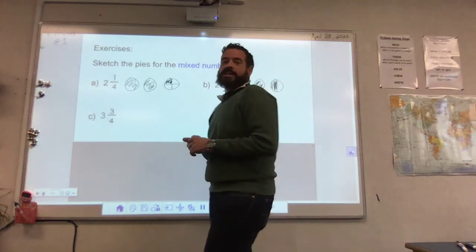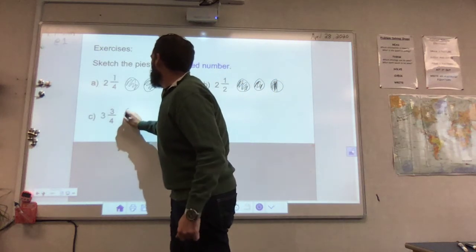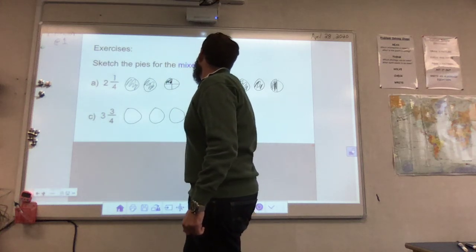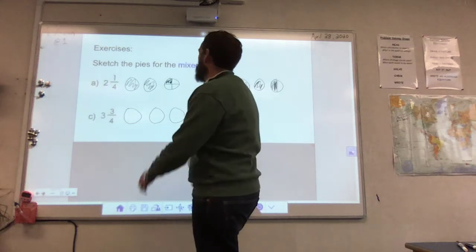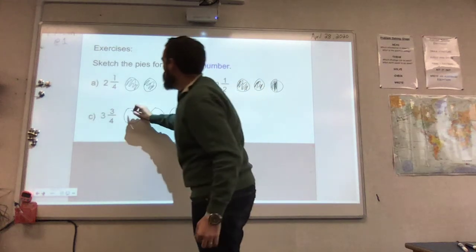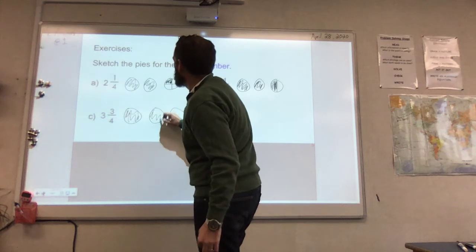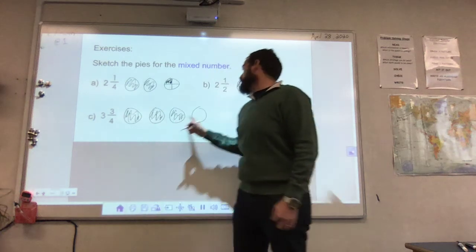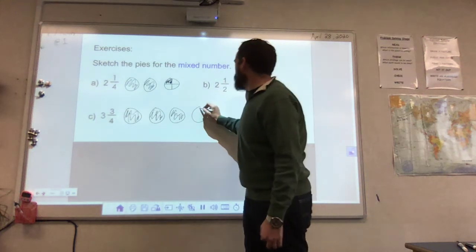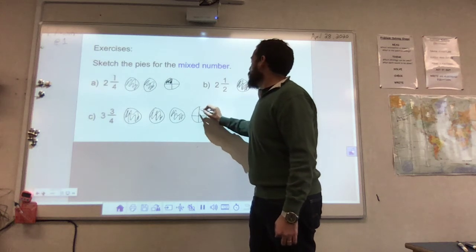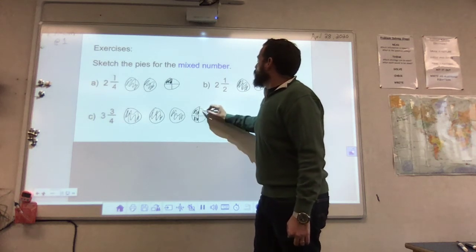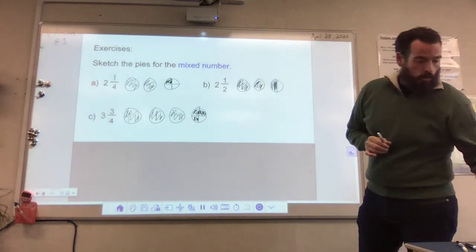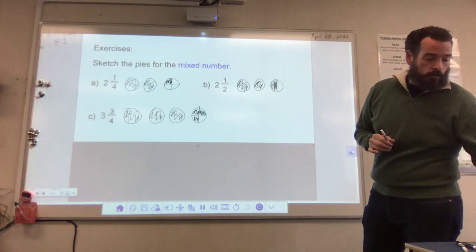And C, 3 3/4. Now I've got to draw 4 circles all together, because I've got my 3 for the whole number, and then the 4th one is for my part of the whole. So there's 1, 2, 3. Now I look at my denominator, know I need to divide this last circle into 4 parts, just like that, and 3 of those will be shaded in. So there's 3 3/4. And there's just one more example here, and that's all for this lesson.